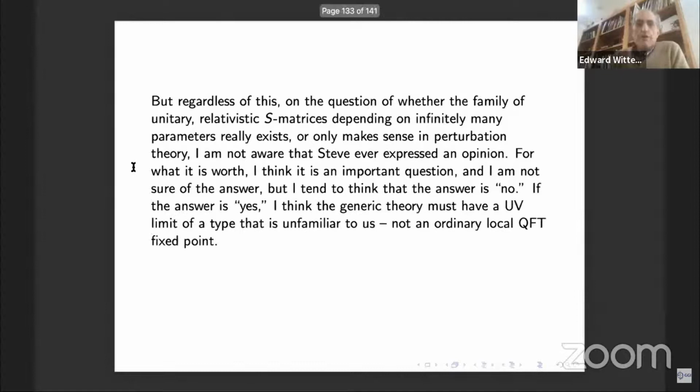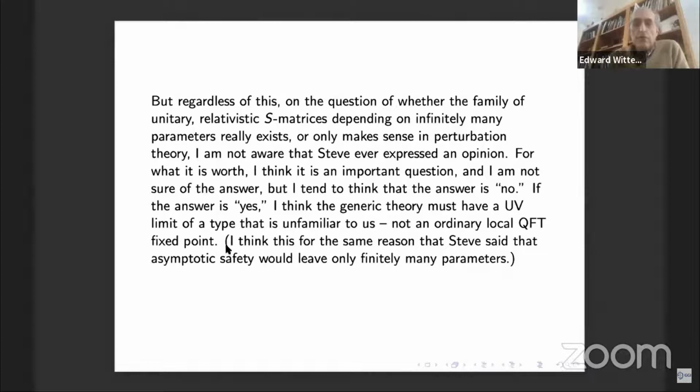If the answer is yes, I don't think it will be because there is a universal fixed point that has all the infinitely many parameters as relevant operators. I think it's more likely that the generic theory has a UV limit of a type unfamiliar to us, not the ordinary local quantum field theory fixed point. So I guess the answer is no, but if it's yes, I think there's something in the ultraviolet that we really don't understand. That's the ultraviolet of a generic theory in this family. I think that for the same reason Steve said that asymptotic safety would leave only finitely many parameters.